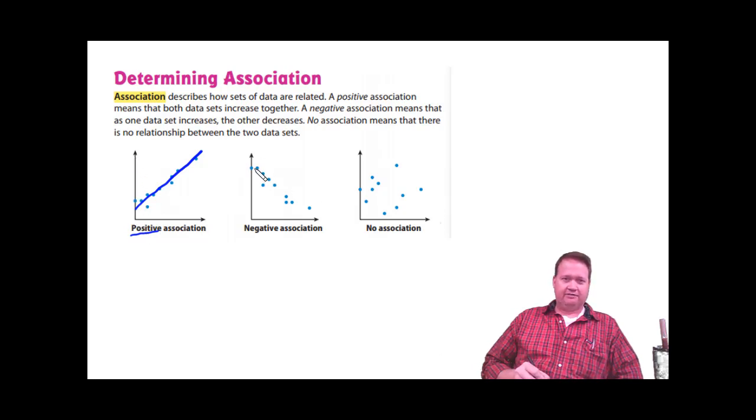Here's an example of a negative association. For example, as the time goes on, the number of people that stick around for, let's say, a meeting might go down.